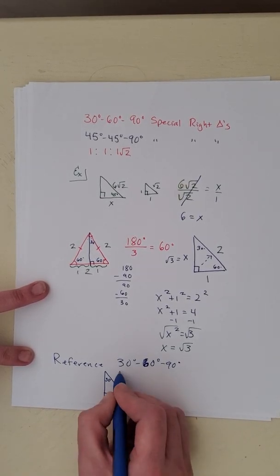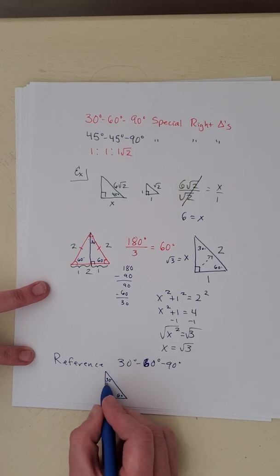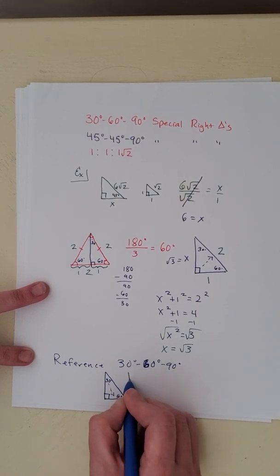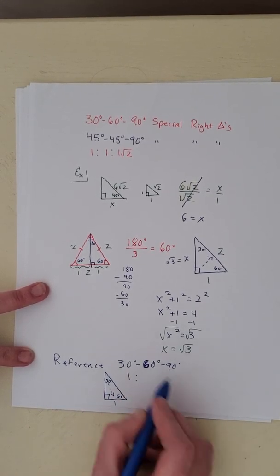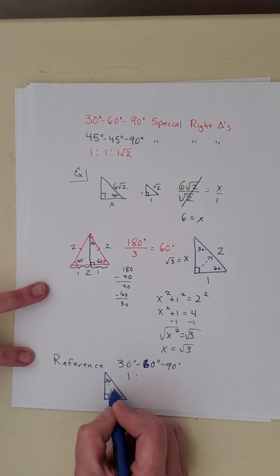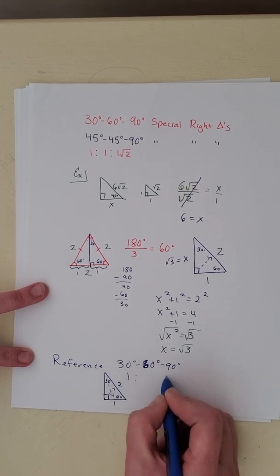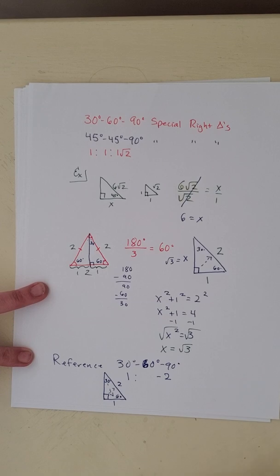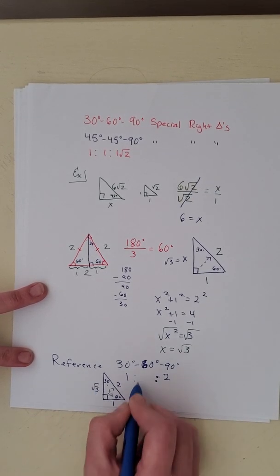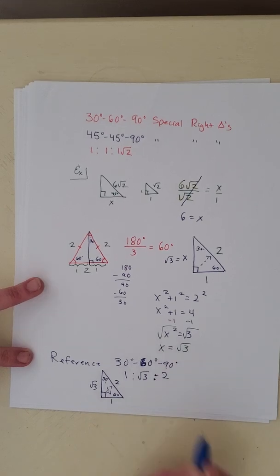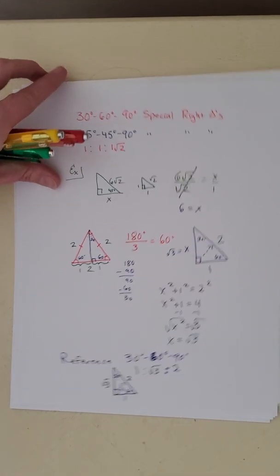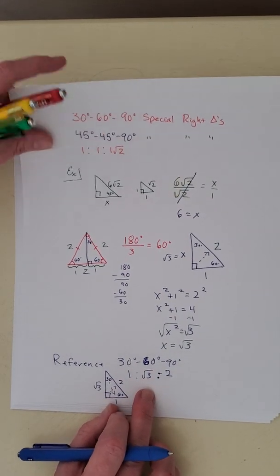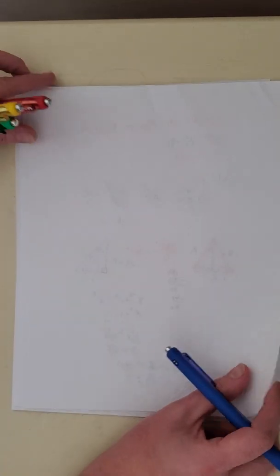On the short leg, this is my short leg across from the 30, the shortest leg is a 1, right? On the hypotenuse, which is right here, this is a 2, so that's across from my 90 degree angle. And on this leg is a square root 3, so the middle one is square root 3. All right, so you need to know this like the back of your hand. All right, let's go ahead and do a couple of examples.